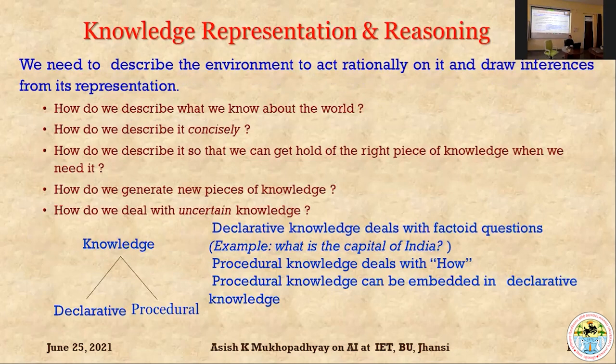We have a lot of questions. How do we describe the knowledge about the world? How do we describe it concisely? How do we describe it so that it can hold the right piece of knowledge when you need it? How do we generate new pieces of knowledge, and how do we deal with uncertain knowledge, etc.? So knowledge could be divided into two parts. One is declarative, one is procedural. This is important when you talk about languages. This is how knowledge is represented: one is declarative based, one is procedural based.